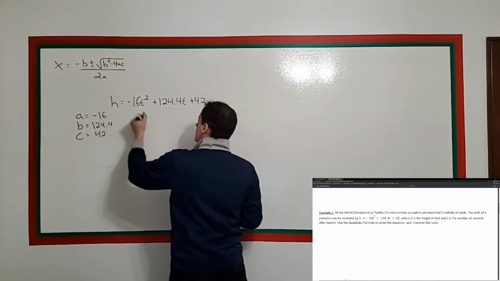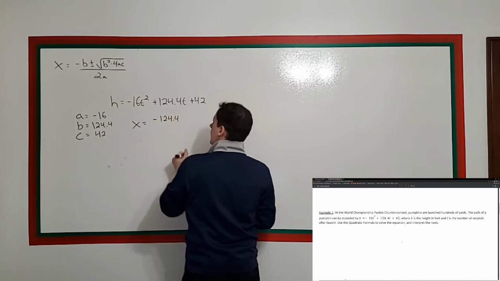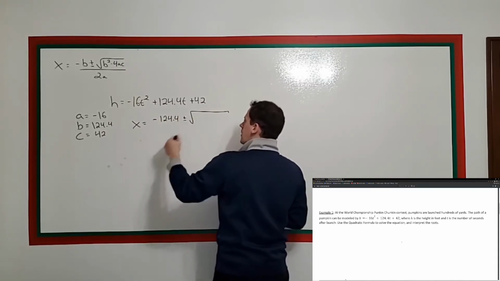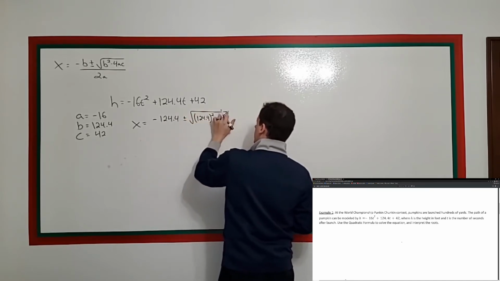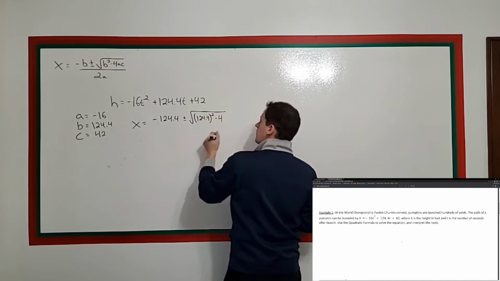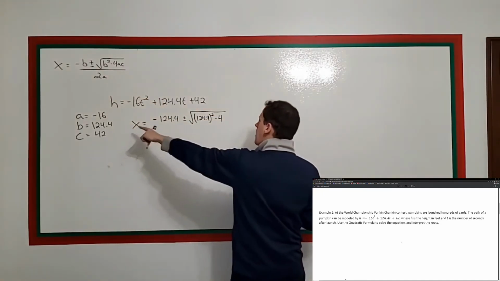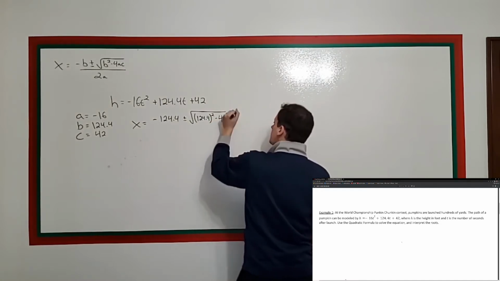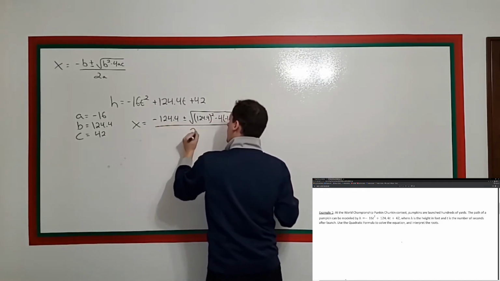x equals negative b plus or minus square root of b squared minus 4. This is always going to be a 4 in here, no matter what, times a times c, all over 2 times a.